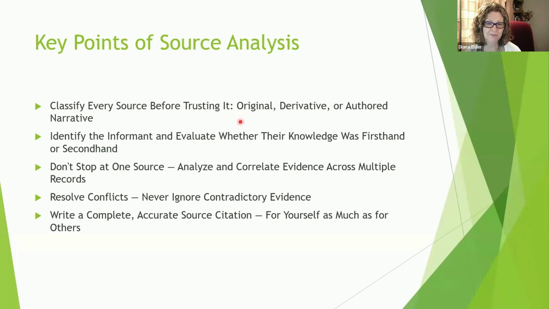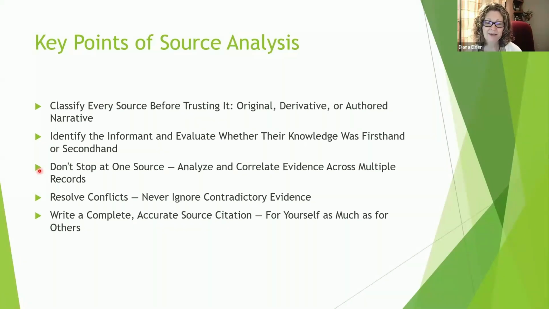So, we try to decide, is it original, derivative, or an authored narrative? And then we have to think about information, and that involves identifying the informant. Then we have to try to figure out if their knowledge that they're informing on was firsthand or secondhand. And if we just can't do that, then it's undetermined information. We have no idea. Now, we pull evidence from this information, and sometimes that evidence is direct. It just clearly tells us the answer to our research query, and other times there are a lot of things that come together, indirect evidence.